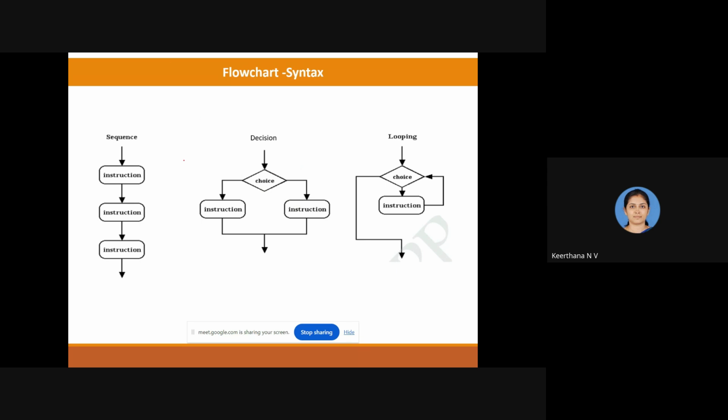And flowchart syntax. If your program is a sequence, you have to represent it like this. If it is a decision, if it is yes, it goes here, if it is no, here, or you can use it like this also. If it is a looping, you have to repeat the steps by representing this arrow mark.